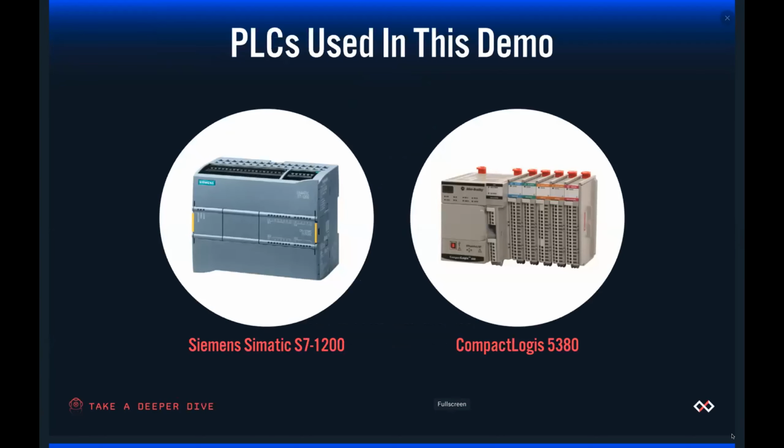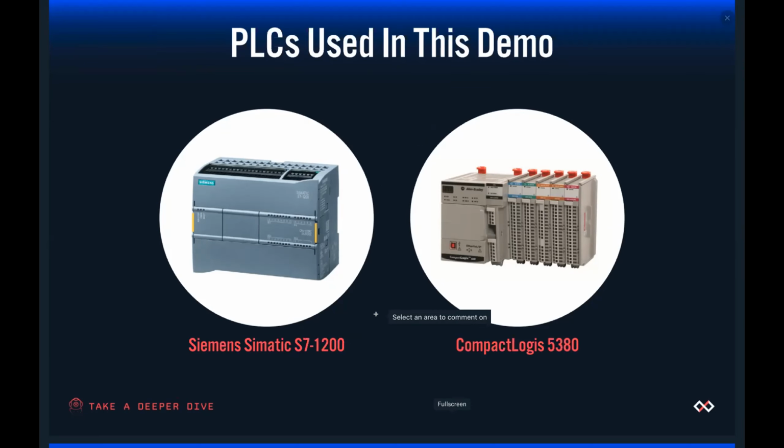So in the demo today, there are several PLCs that are being used. One is a Siemens Simatic S7 1200, and it has an OPC UA server built directly into it. And then the other is a CompactLogix 5380, which is an Allen Bradley PLC, and it uses the EtherNet/IP protocol. So I have these two PLCs.